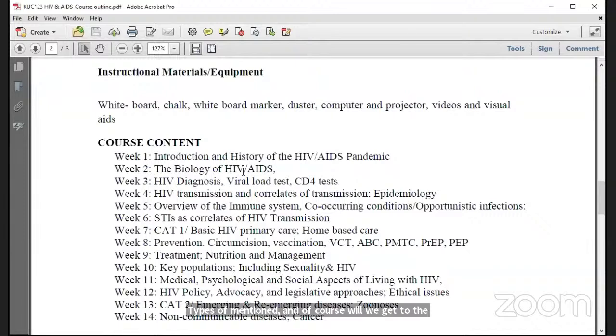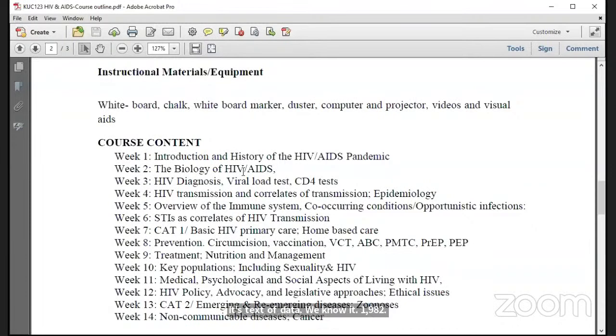So we have the first week for introduction and the history of the HIV pandemic, which is very, very important, to understand the history and what has been achieved since AIDS became a problem. The first detection of HIV as we know it was in 1982.